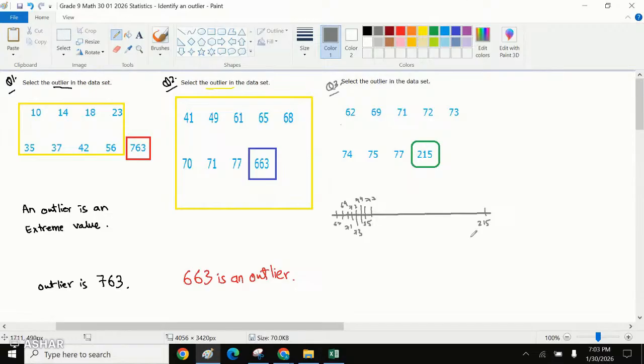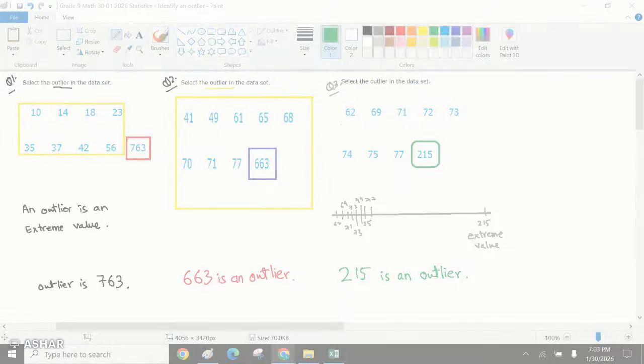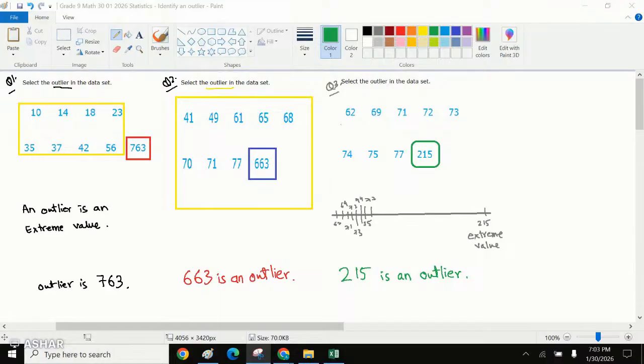So this is an extreme value, and the extreme value is always the outlier. So we can say 215 in this question is an extreme value, which means it is an outlier. Okay, do we agree on this? Okay. Moving on to the next question. The next question says, select an outlier.